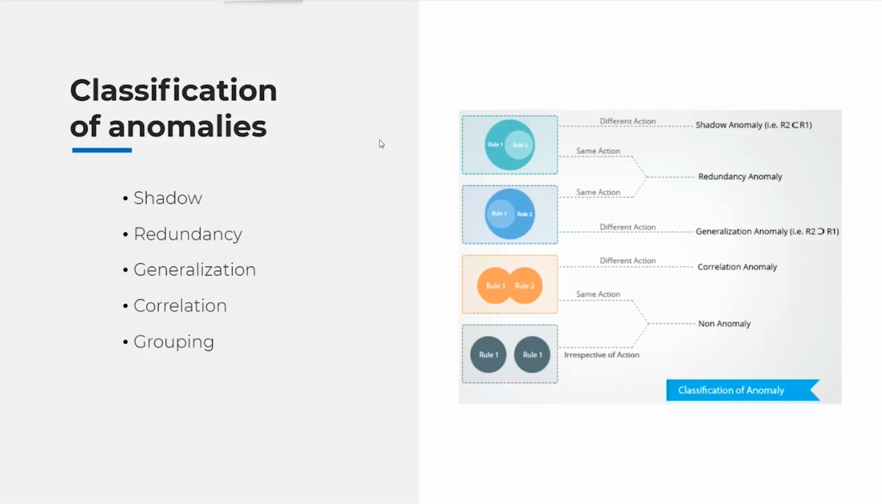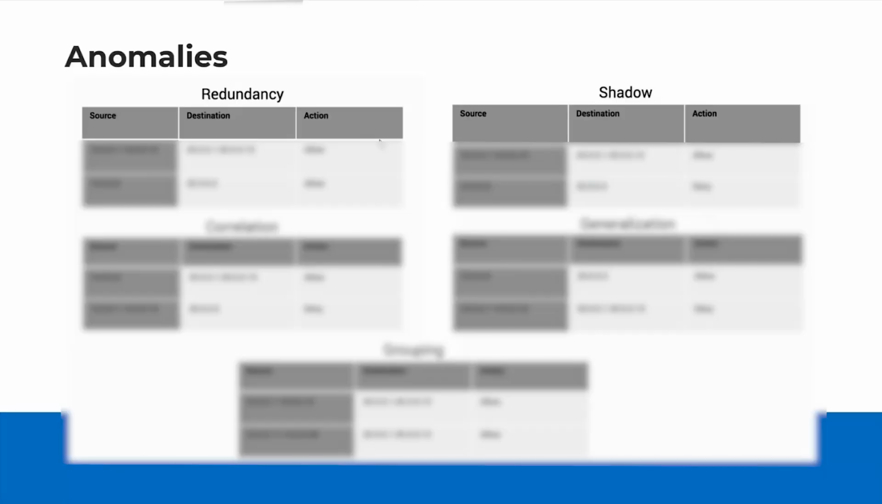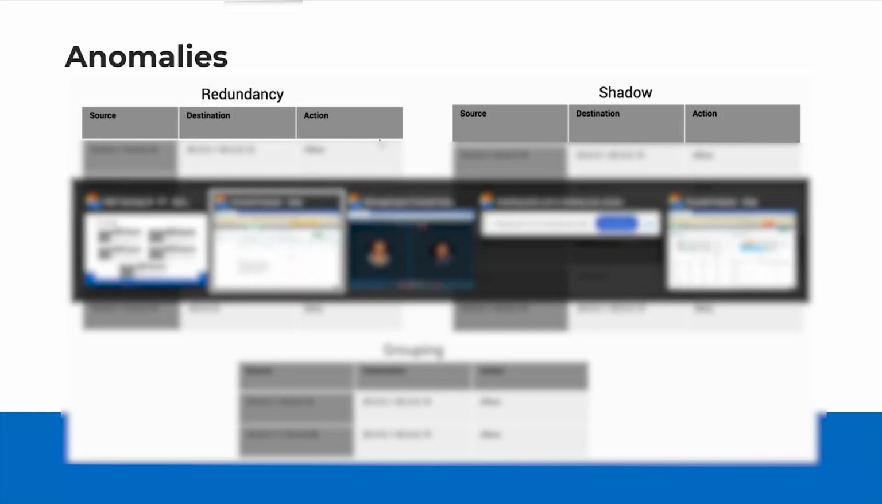Firewall Analyzer can identify the following rule anomalies: shadowing, redundancy, generalization, correlation, and grouping. So what are these anomalies? A detailed example of these anomalies is provided here in the presentation. And don't worry, we'll share this presentation with you after this training, so you can go through this again and have a clear picture. For this demonstration, let me again take you to our product.